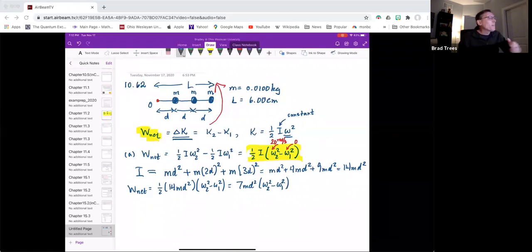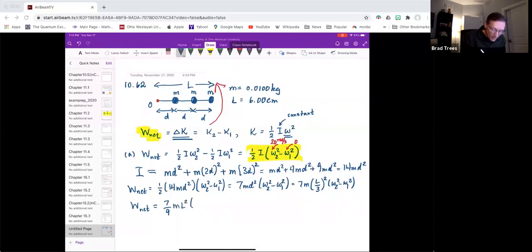Now the d, we can look at our picture. Each d is L over 3, and L is what they give me. So let me put that in next: 7m times d, but d is L over 3, so I square that, times omega 2 squared minus omega 1 squared. So I'm getting this as simple as I can before I plug in numbers. Because I have a 3 squared downstairs, that's 9. So 7/9 ml squared times omega 2 squared minus omega 1 squared. Now I would plug in numbers. Let's be clear what the numbers are going to be.